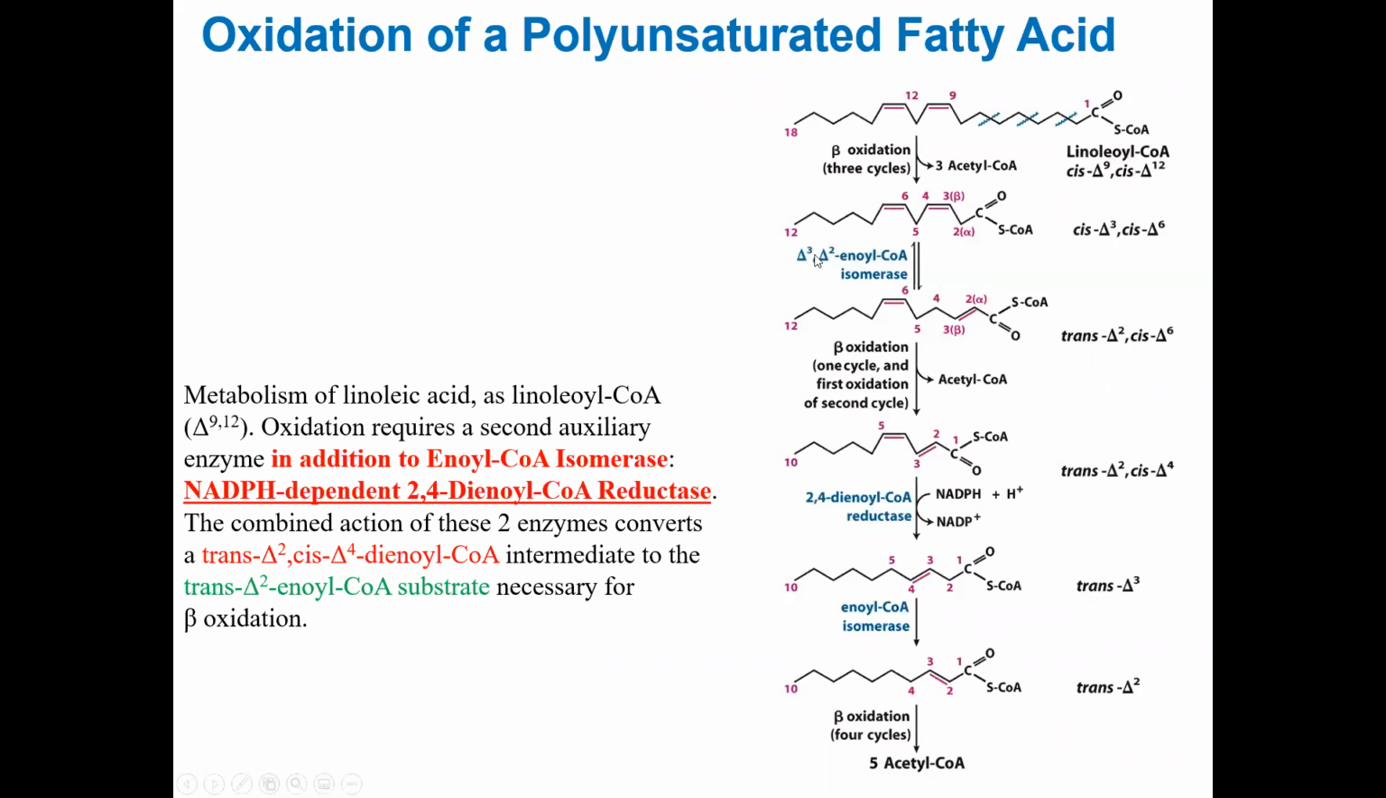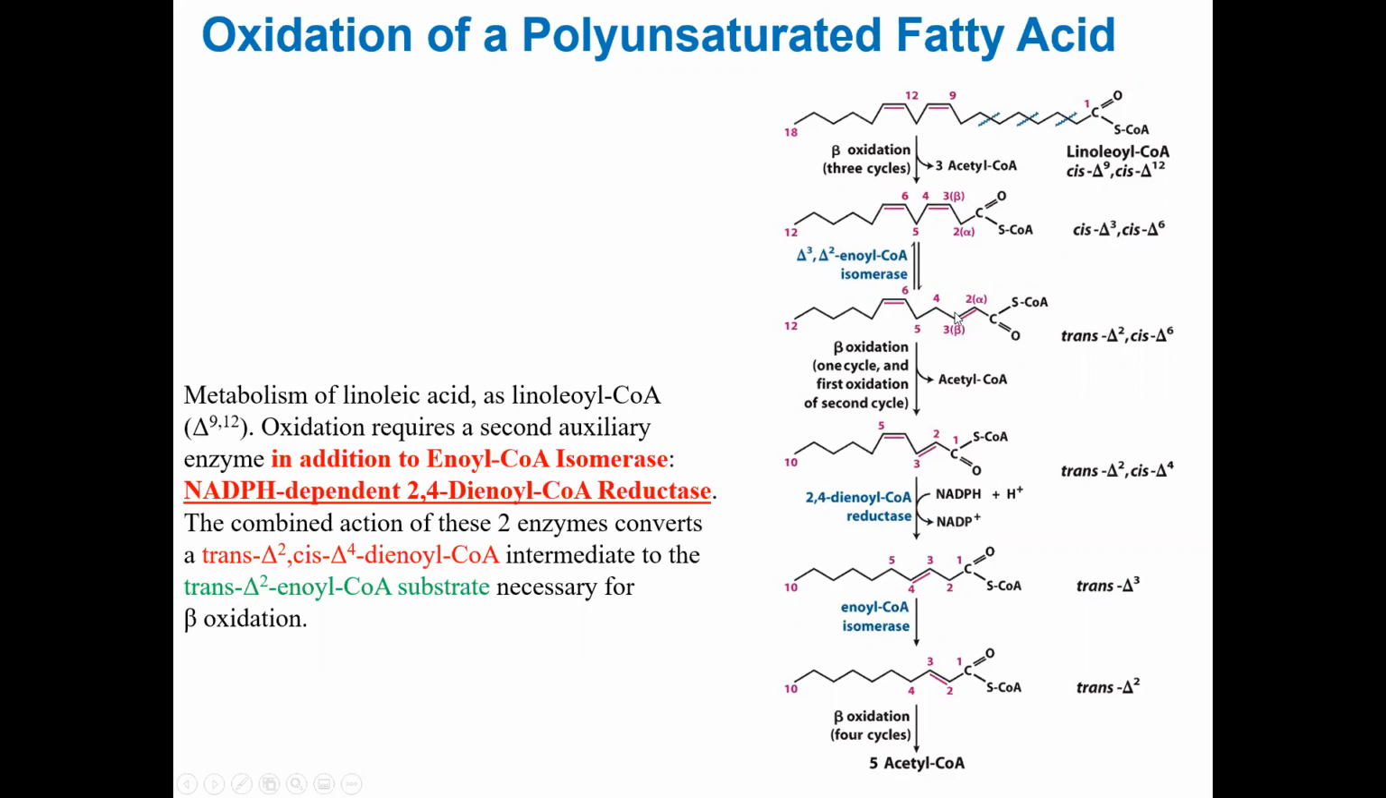Okay, so delta 3, delta 2 enoyl-CoA isomerase will actually move that double bond and make it trans between 2 and 3. Once you have this trans delta 2 and cis delta 6 polyunsaturated fatty acid in the activated form, you can easily do at least 1 cycle of beta oxidation, right? Because you see, it's already set up. Okay, so then you will hydrate it and oxidize it, right? So you will do 1 round of beta oxidation.